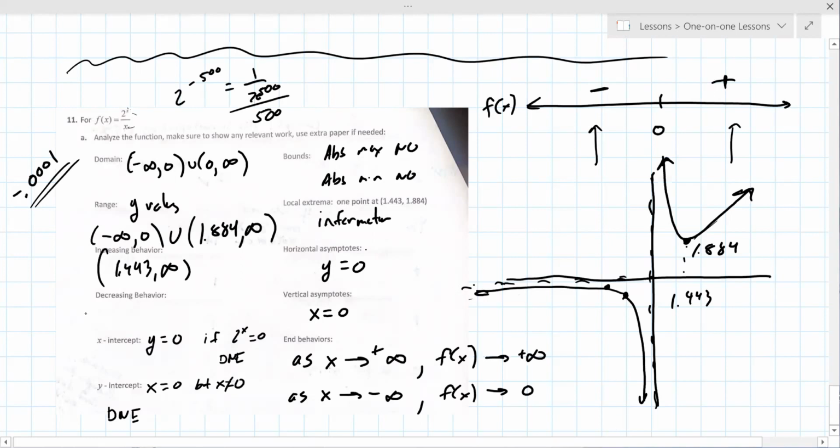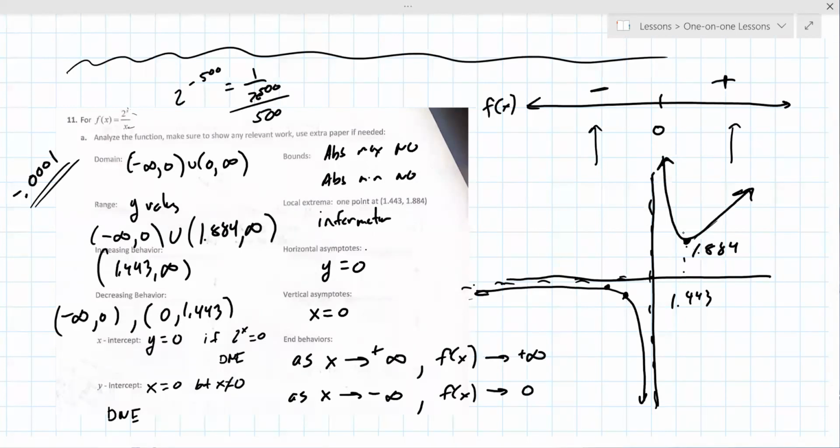It decreases here, so minus infinity to 0, comma, 0 to this 1.443. It's going down there. Okay, that makes sense. This is really tough, by the way. I mean, without a calculator, without calculus, it's really, really challenging. Yeah. Okay, cool.